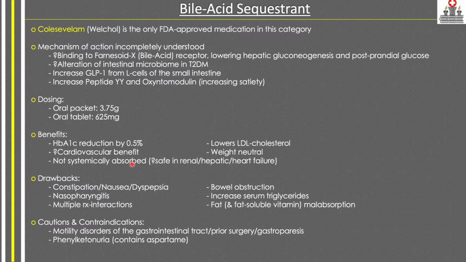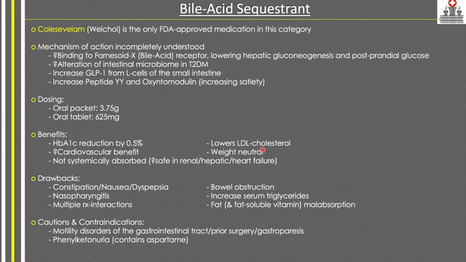Again, this medication doesn't appear to be systemically absorbed like the alpha-glucosidase inhibitors, and perhaps, therefore, it's not surprising that there are many case reports of using this medication safely in renal, hepatic, and heart failure. How this medication works, as we know, it's a bile acid sequestrant, so it lowers the LDL cholesterol quite favorably. And again, this medication is weight neutral, which is very beneficial.